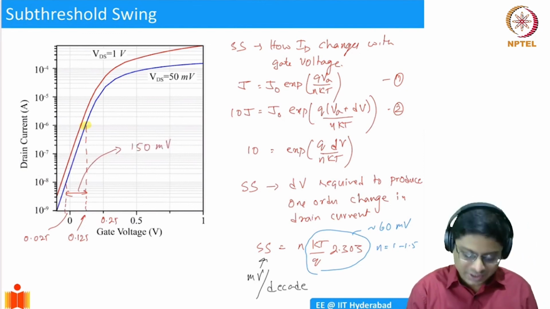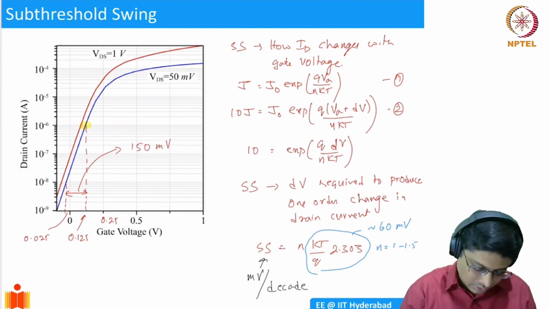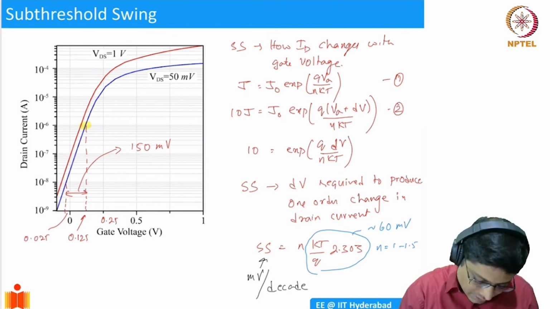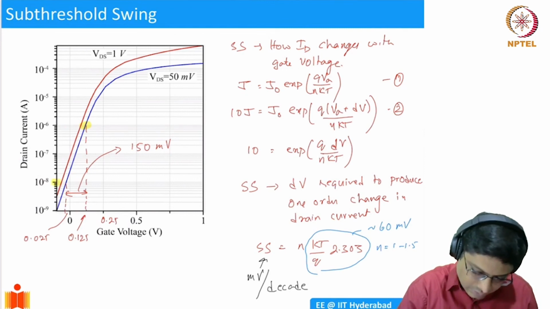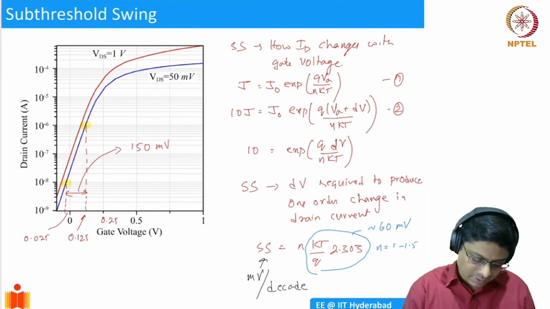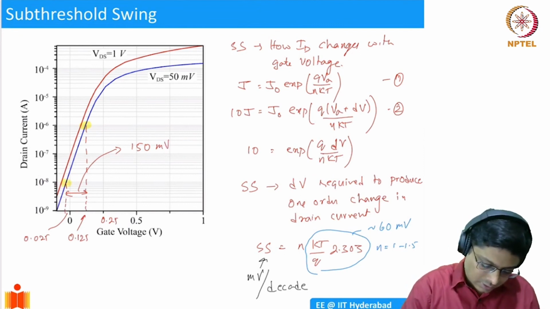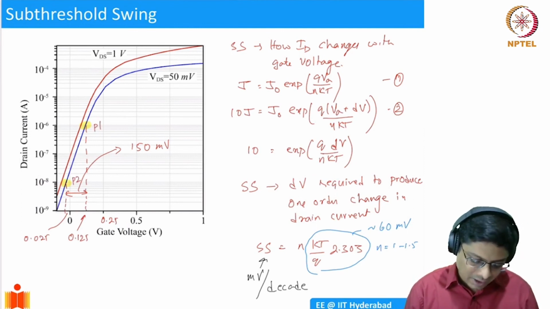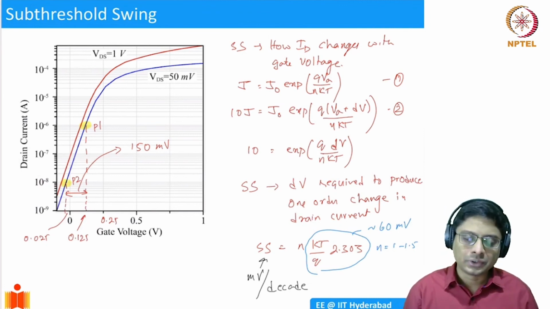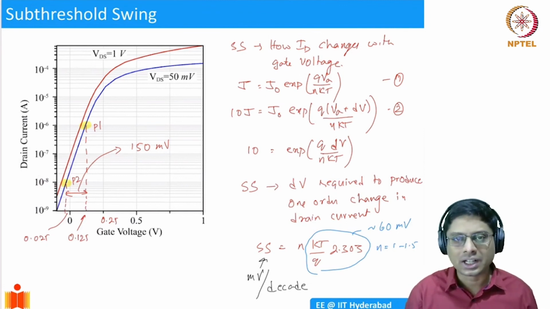Delta V, the change in the gate voltage required to produce this. I've chosen these points in such a way that the current is changing. At this point, the current is 10 power minus 8. Let's call these P1 and P2. I chose 2 points in such a way that at point 1, the current is 10 power minus 6, and at point 2, it's 10 power minus 8. So there is 2 orders change in the current.